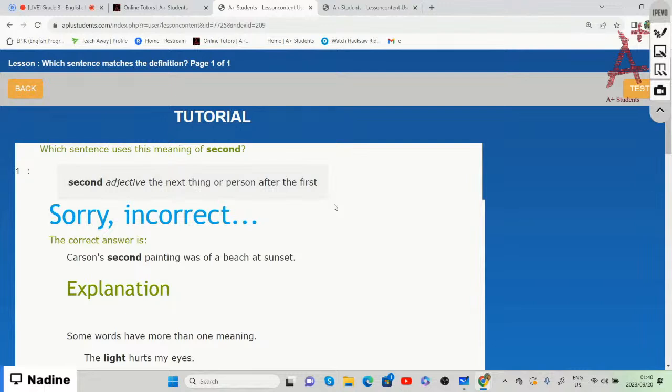And an example is Carson's second painting was of a beach at sunset. So the second painting. So which means that Carson's second painting was basically a beach at sunset.